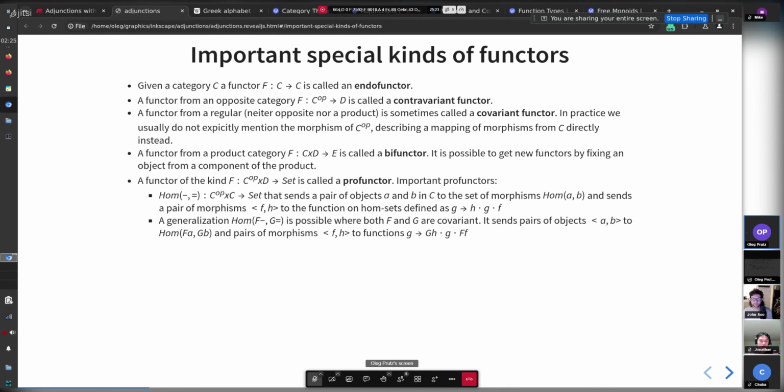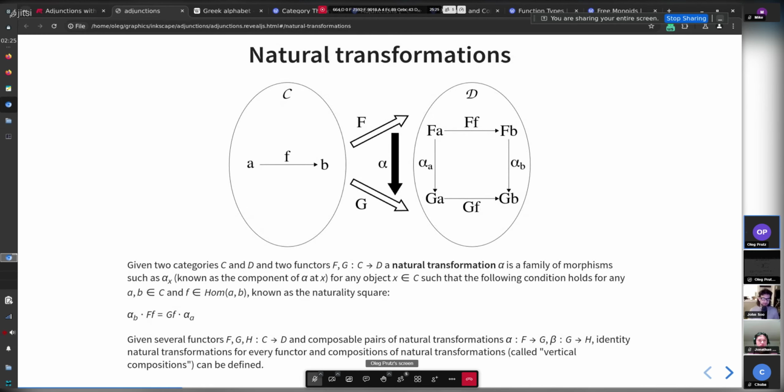Right, so natural transformations. We have two categories, and we have two functors going from one category to the other. So both have the same sort of signature, and that is what you need to be able to have a natural transformation.